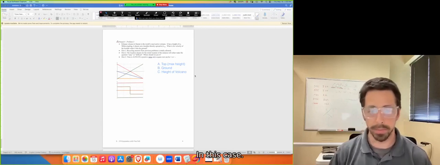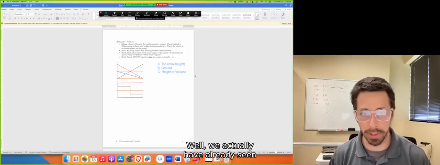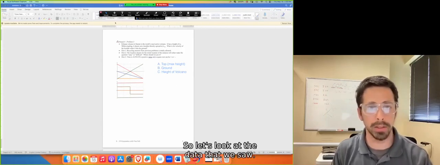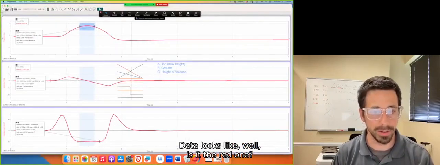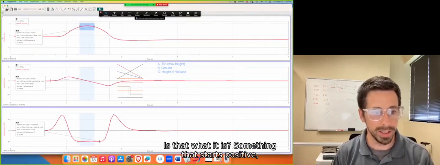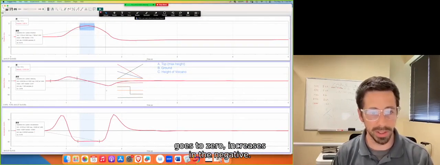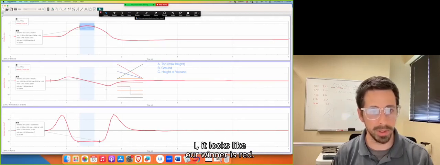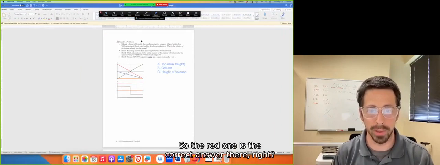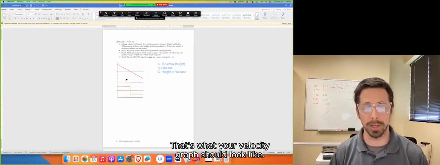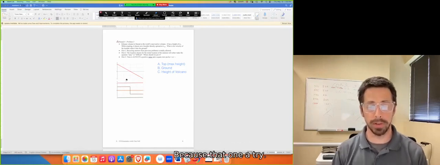In this case, well, we actually have already seen it in regards to the data, right? So let's look at the data that we saw. Data looks like, was it the red one? Something that starts positive, goes to 0, increases in the negative. That looks like our winner. So the red one is the correct answer there. All right, so that's what your velocity graph should look like. How about your acceleration graph? Give that one a try.